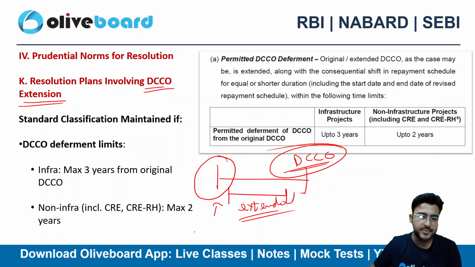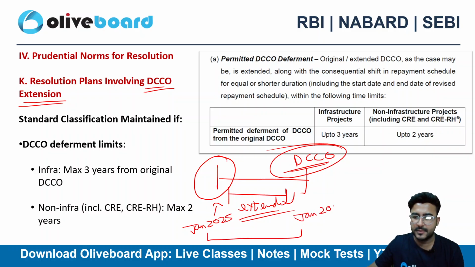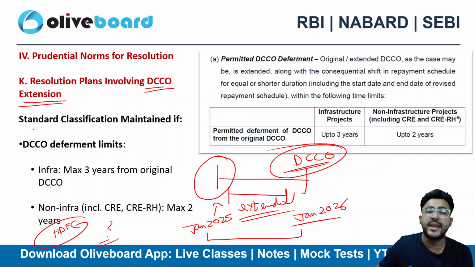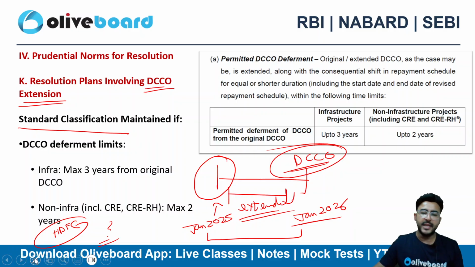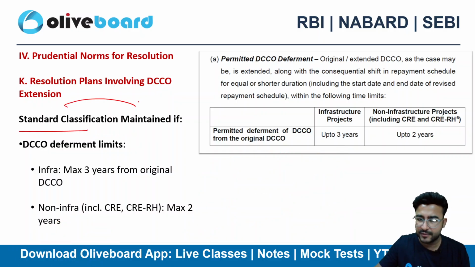Let's suppose आप चालू करने वाले थे January 2025 में. However, you have started it from January 2026. You have taken an extension. What will happen to the loan of HDFC Bank? Will it turn NPA? No. It will retain standard classification. It will be maintained. Standard classification will be maintained.